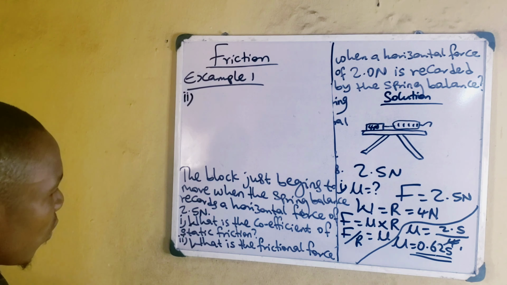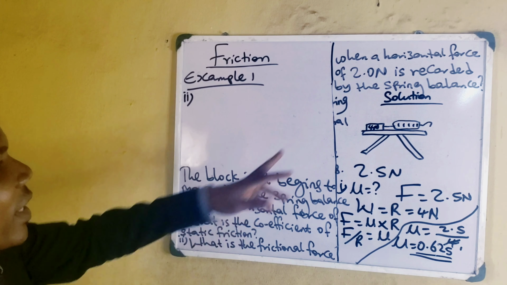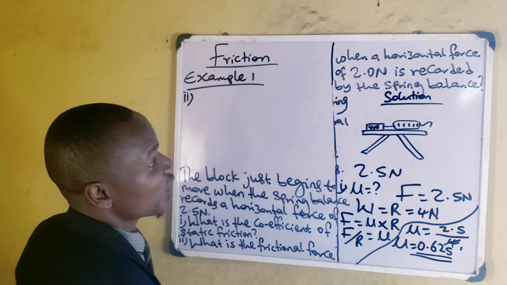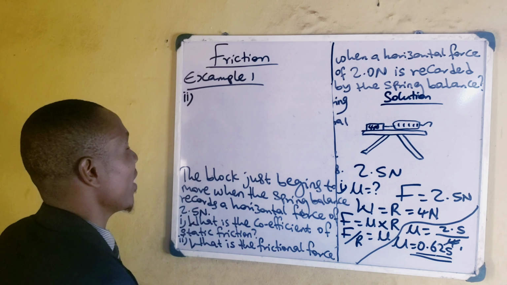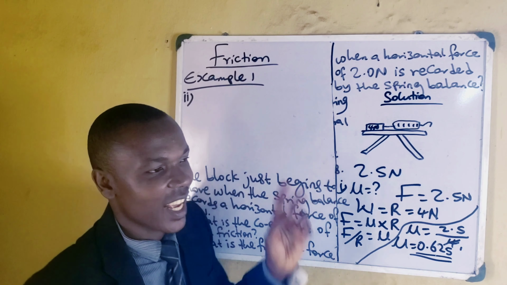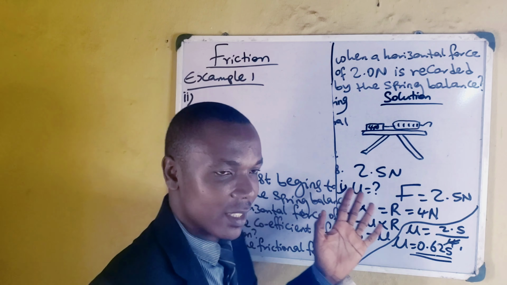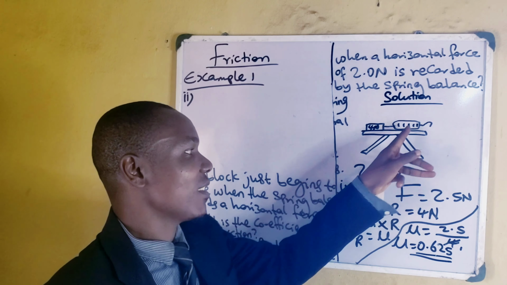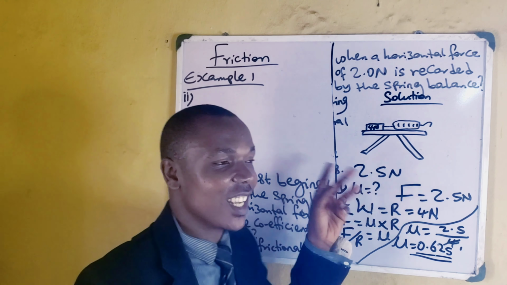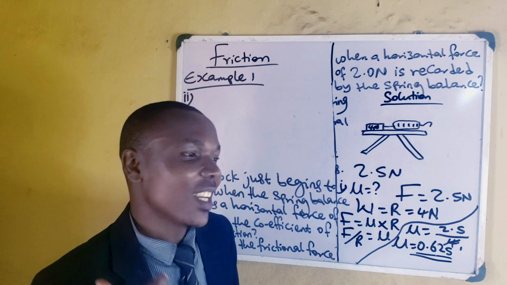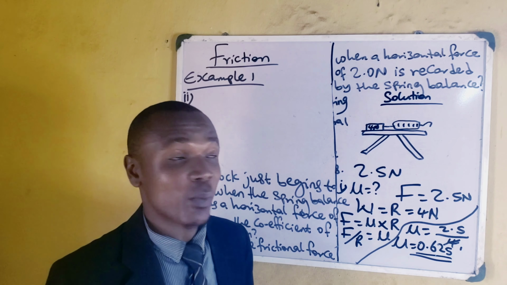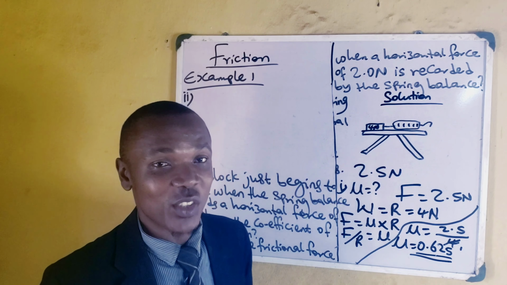II says, what is the frictional force when a horizontal force of 2.0 newtons is recorded by the spring balance? All right, remember from what they said earlier here, that this object was about to start moving when this recorded what? 2.5 newtons, showing that this is the static friction. That is the force that has to be overcome before this object that is at rest will start moving.